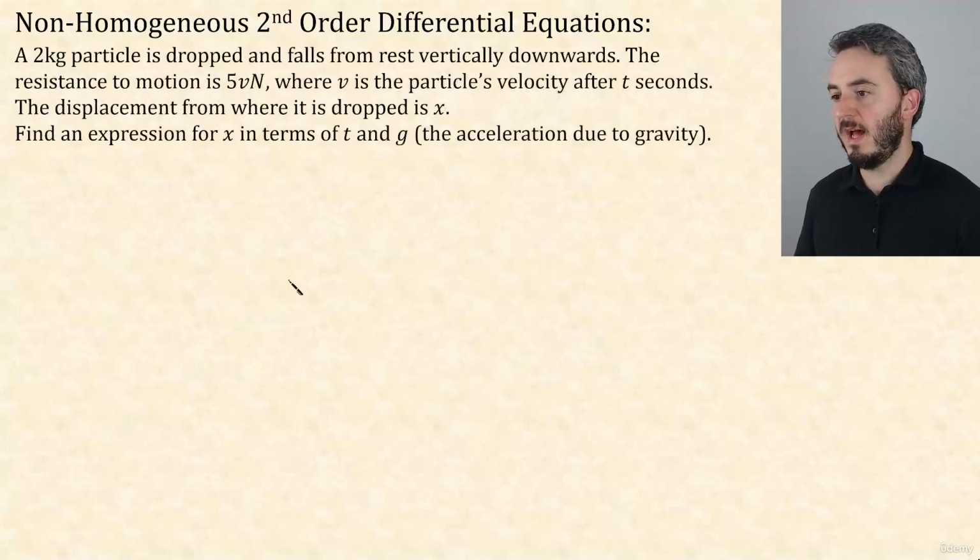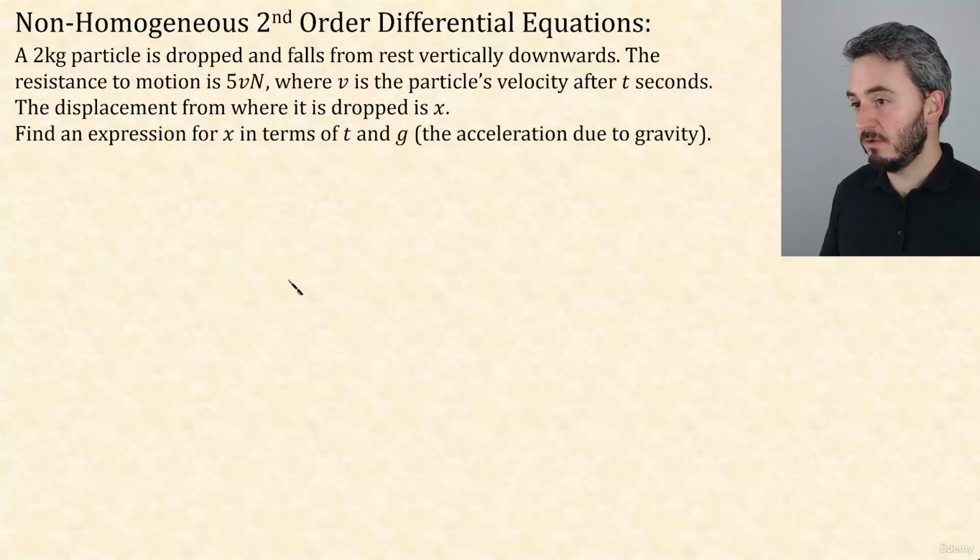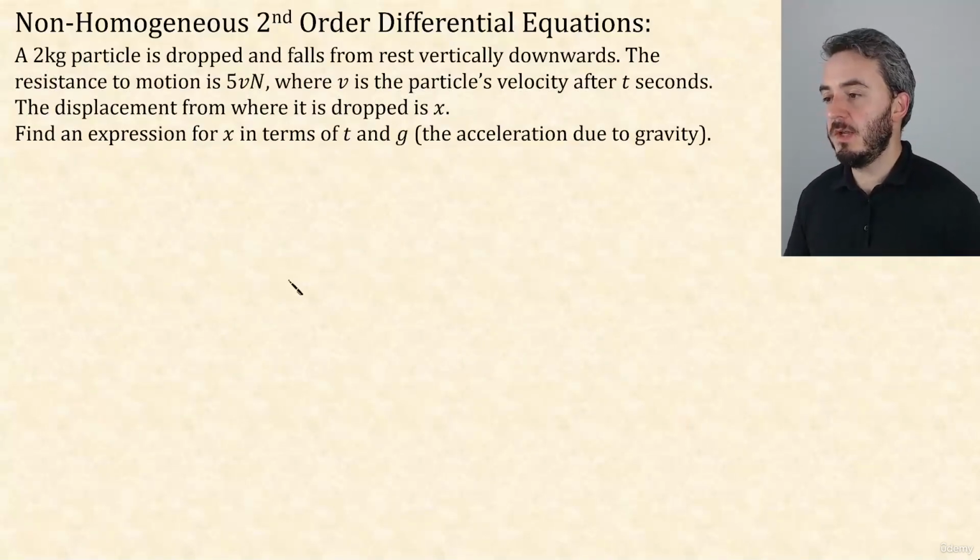Okay, let's have a go at this one here, another mechanics style differential equation. A 2 kilogram particle is dropped and falls from rest vertically downwards. The resistance of motion is 5v newtons, where v is the particle's velocity after t seconds. The displacement from where it is dropped is x. Find an expression for x in terms of t and g, the acceleration due to gravity.